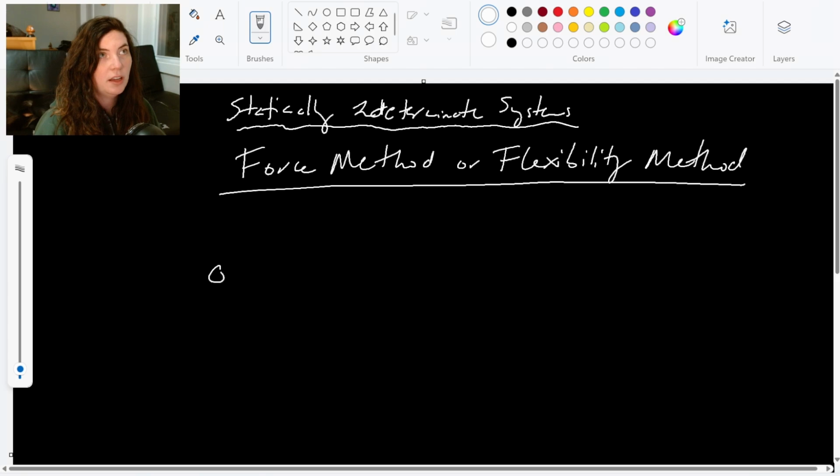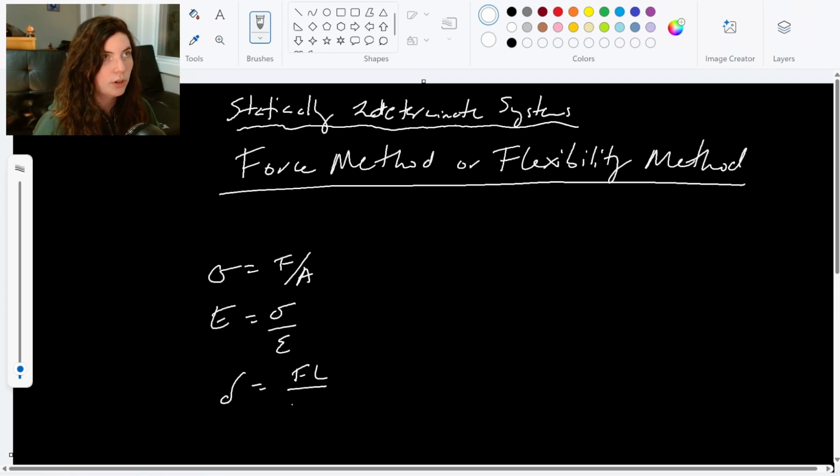We want our relationships of sigma is F over A to hold true. We want to be in the linear elastic region where we have our stress over strain. So that way our axial load equation that we've been working with, the force times length over area times modulus of elasticity, all of these hold true. That's what we need. So we need the loading to be linearly related to the stress and the displacement.